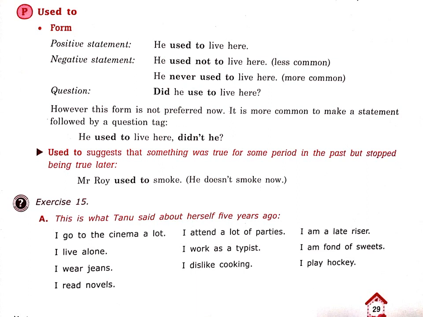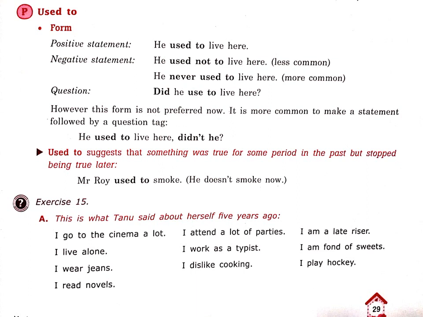See the examples of positive statement. He used to live here. Positive statement. Negative statement, he used not to live here. He never used to live here. This is also again negative statement. Then question, did he use to live here?